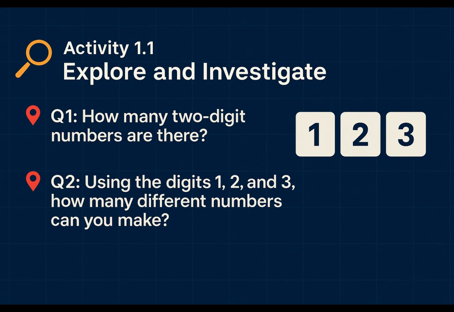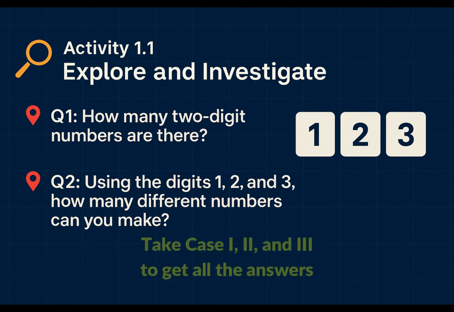Now, here are two questions for you to think about. Question number one: how many two digit numbers are there? Simple, right? Question number two: using the digits 1, 2, and 3, how many different numbers can you make? Now, here's the tricky part. When you look at digits 1, 2, and 3, you could make single digit numbers, two digit numbers, and also three digit numbers. Wow, there are many possibilities.